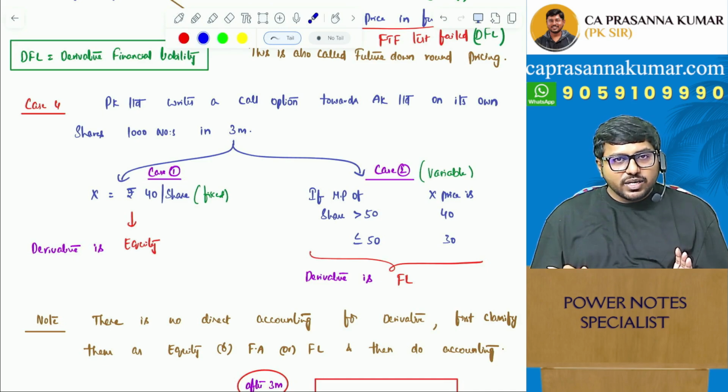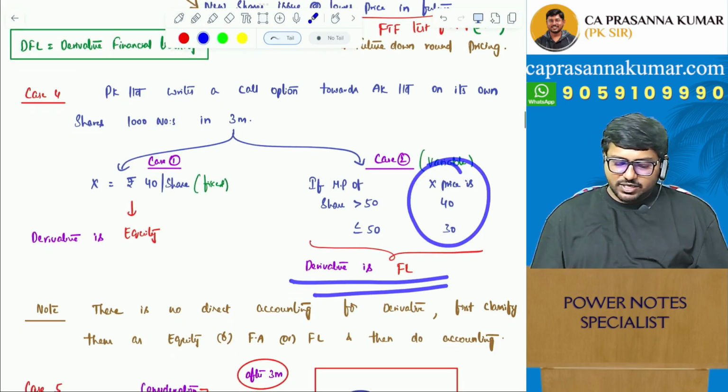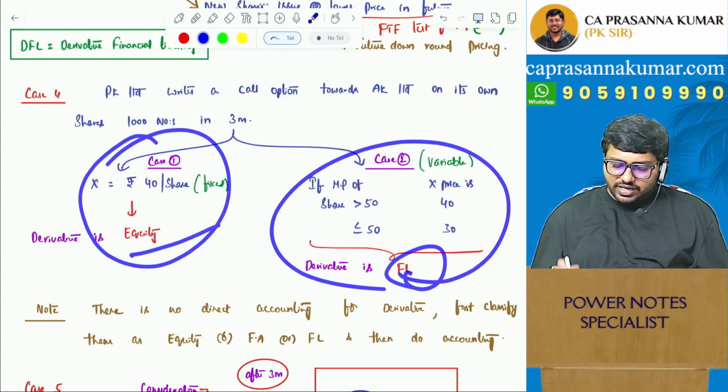You understand the point? Exercise price is variable. Are you guys able to get me? Right? If this is variable, in that case, the derivative is a financial liability. If it is fixed, then it is equity. If it is variable, then it is financial liability.